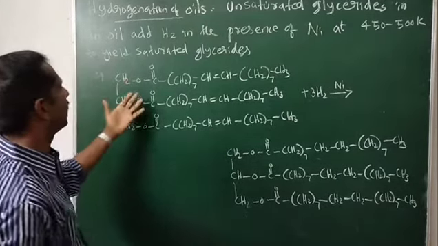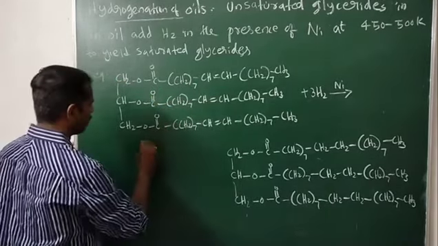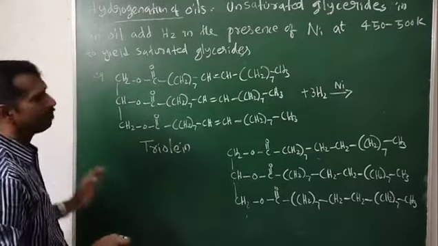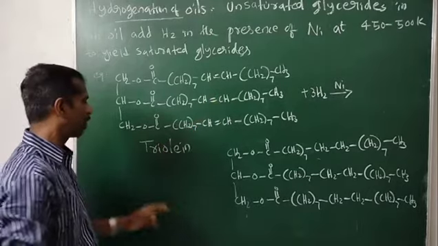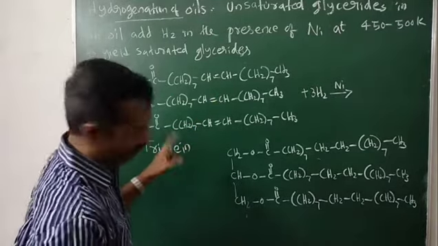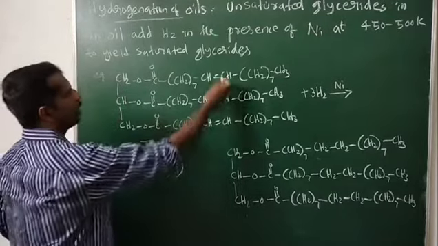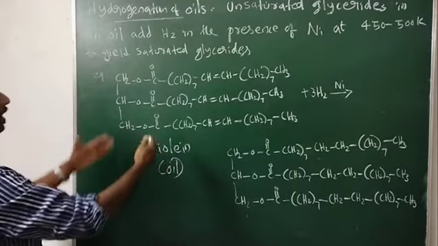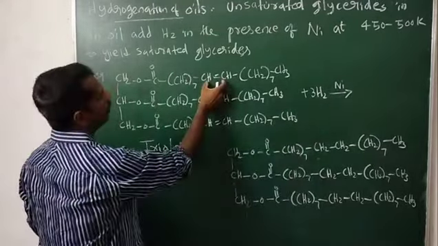So look here, this is our example. This is the same example again. This is triolein. This is an unsaturated glyceride containing a double bond. Triolein is an oil. That means this is an unsaturated glyceride containing double bonds. When this unsaturated glyceride, that is the oil, is treated with hydrogen in the presence of nickel, it will become saturated.